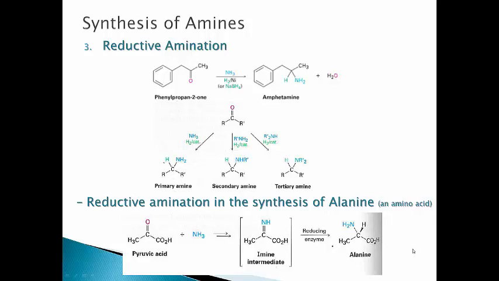Okay, so reductive amination is used in the synthesis of alanine, which is an amino acid. So this is a biochemical reaction. Starting with pyruvic acid and ammonia, you'll get your imine intermediate, and then you have an enzyme that reduces down that imine into your alanine, so your amine.